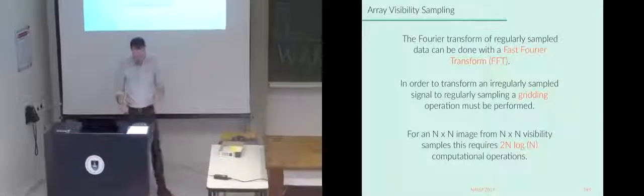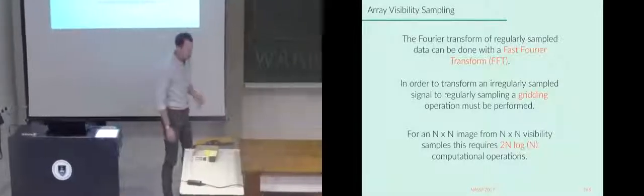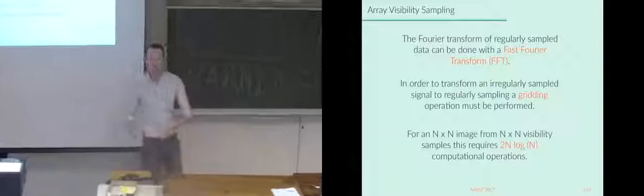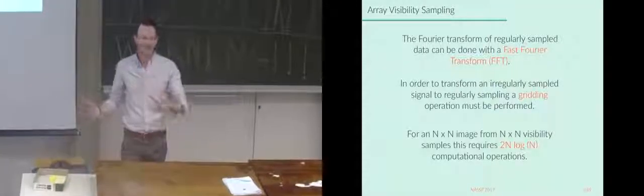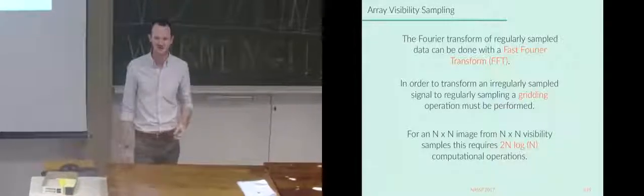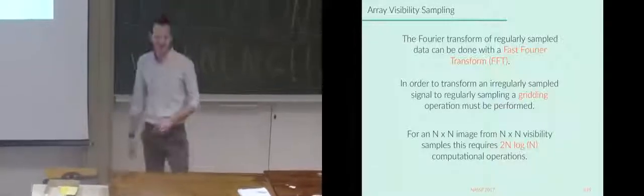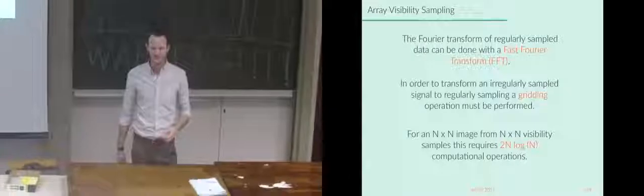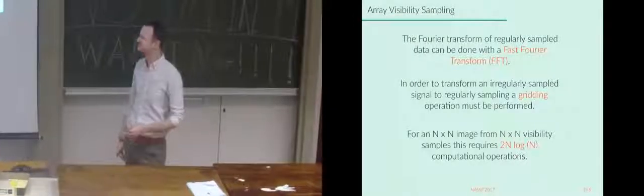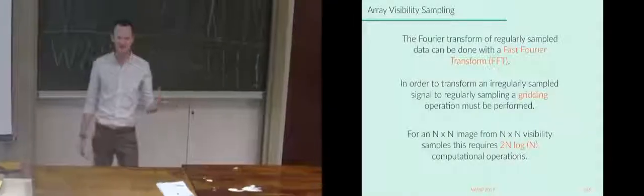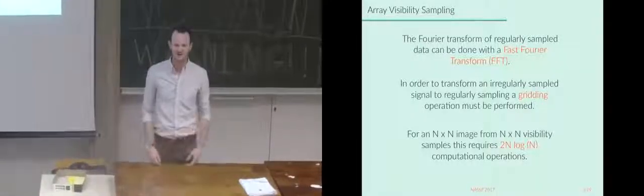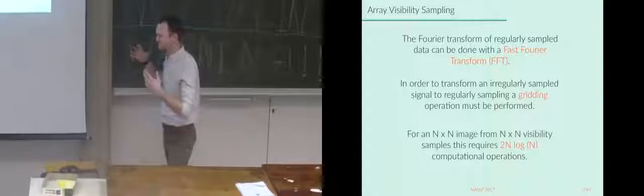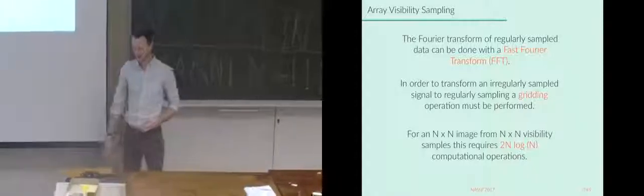When we make an image in interferometry, it's typical to make a 1024 by 1024 pixel image, maybe 2K by 2K, 16K by 16K. I mean, these are very big. So 1024 squared, whatever that is, is about a million pixels. If you're doing an n squared operation on a million pixels, it's a really big operation to do.